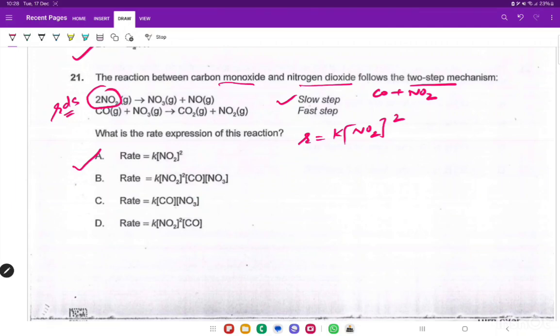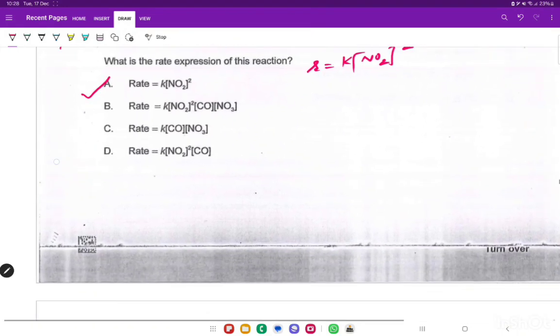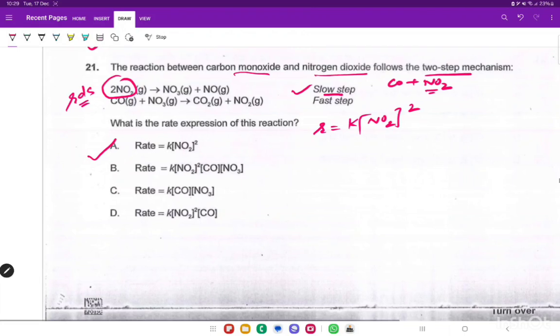It's a direct question. Why? Because the first step is slow and NO2 is my reactant also. Therefore I will directly use R equals K [NO2] squared. Question 21, answer is A.